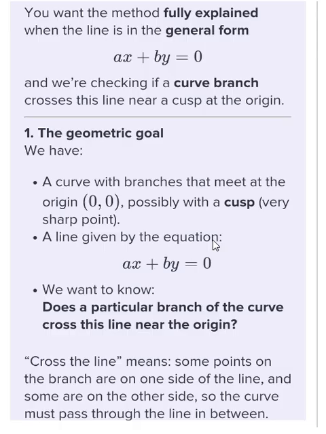In order to check it, if the line crosses it, what happens? What condition can we get? The line crossing means what? Some points on a branch are on one side of the line and some are on the other side.